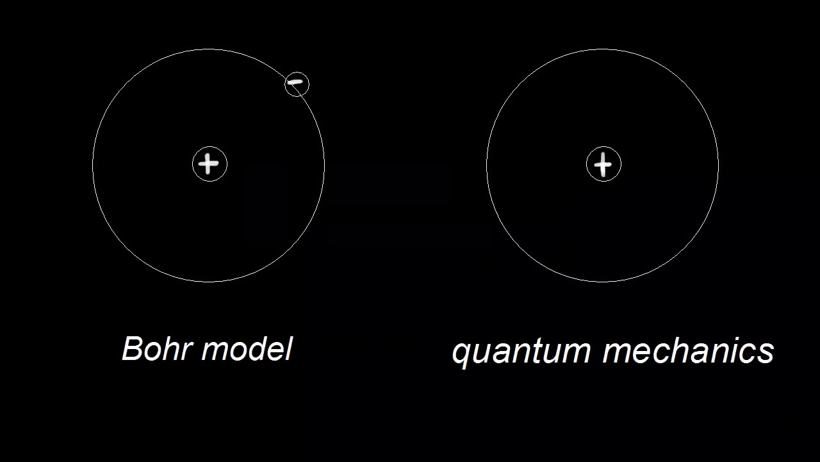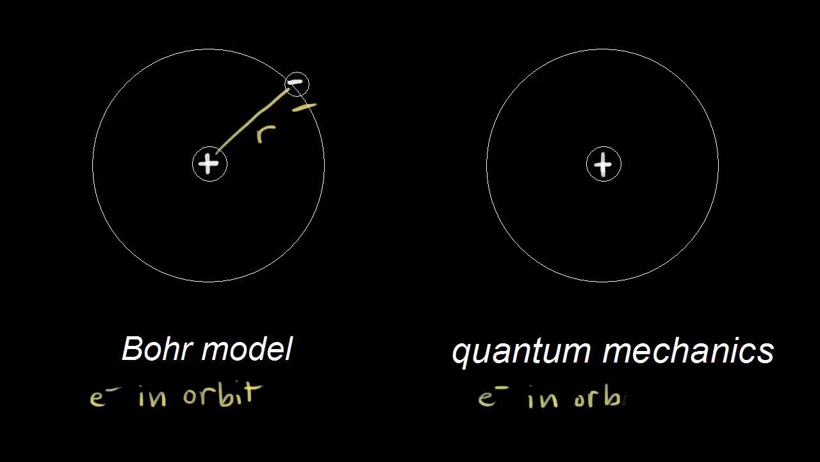In the Bohr model of the hydrogen atom, the one electron of hydrogen is in orbit around the nucleus at a certain distance r. So in the Bohr model, the electron is in orbit. In the quantum mechanics version of the hydrogen atom, we don't know exactly where the electron is, but we can say with high probability that the electron is in an orbital. And an orbital is the region of space where the electron is most likely to be found.